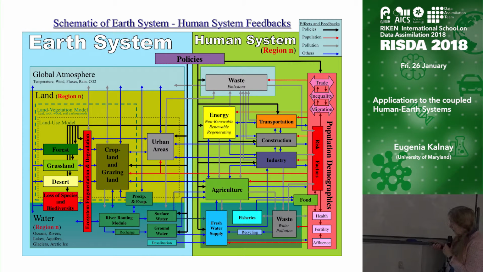So we developed this schematic, which shows the Earth system on the left with, for example, a global atmosphere, which has temperature, wind, fluxes, rain, etc., CO2, and the land, an atmosphere, land, and water component, and the land has vegetation that is dynamic, so it grows forest or grasslands or deserts, depending on how it is, and urban areas and so on.